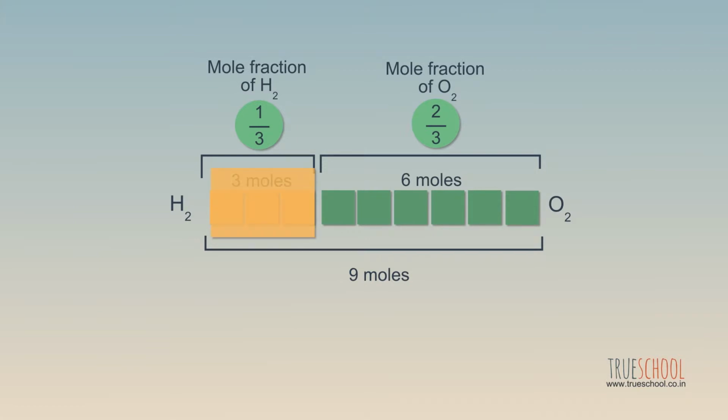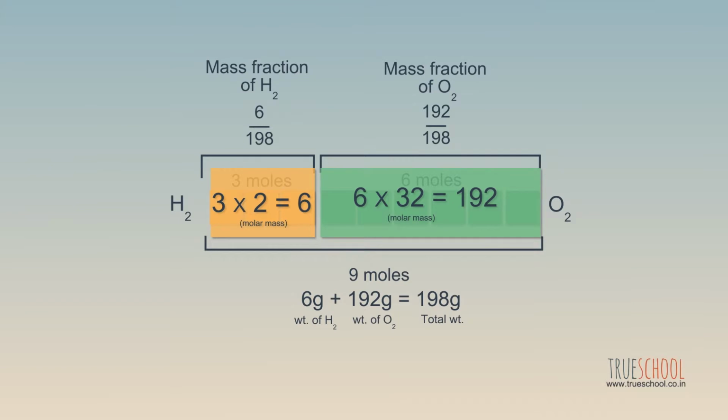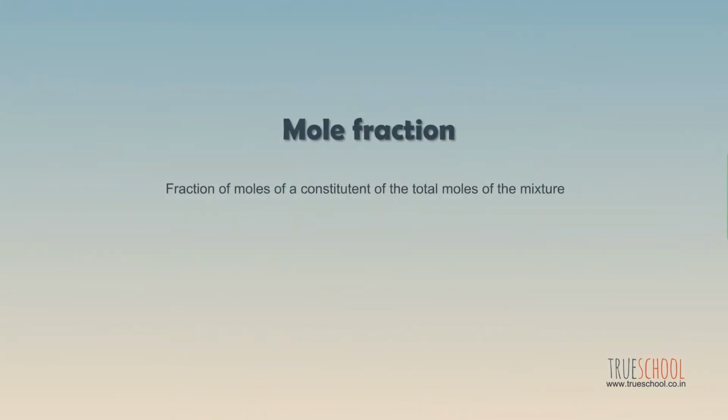Just to remind, this pack of 3 moles of hydrogen gas will weigh 3 times the molar mass of hydrogen molecule, that is 2 grams. And oxygen gas will weigh 6 times its molar mass, that is 32 grams. Hence, total mass of this whole collection is 198 grams, and hydrogen and oxygen gas are 6 grams and 192 grams in mass respectively. We can also use this to find mass fraction of each of these components.